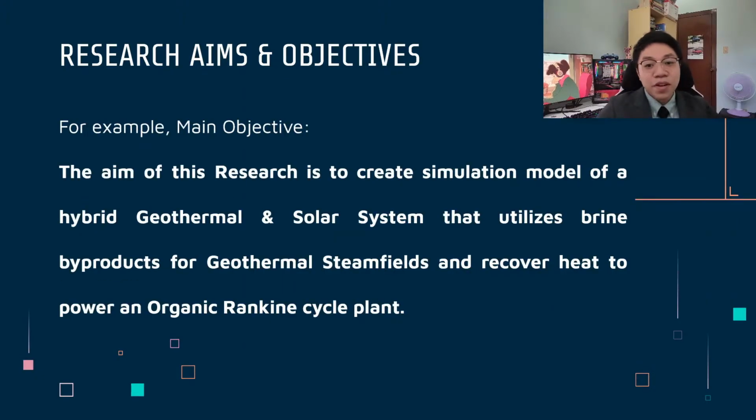So for example, running back to the geothermal system that we just mentioned earlier, the aim of this research then is to create a simulation model of a hybrid geothermal and solar system that utilizes brine byproducts for geothermal steam fields and recover heat to power an organic Rankine cycle.